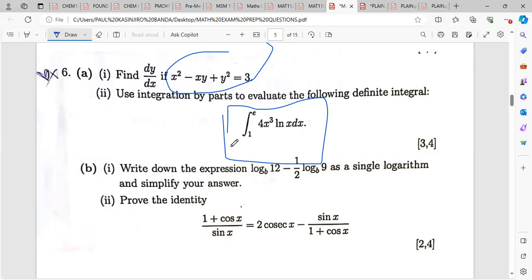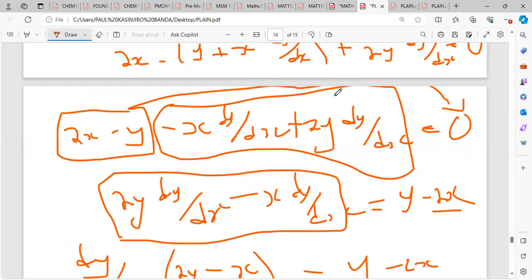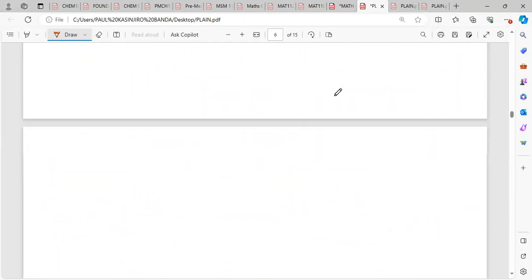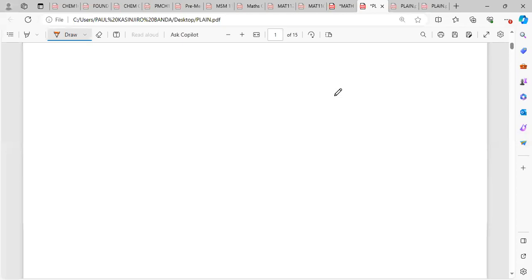Because here we are finding the actual value. We're not just integrating. Integration by parts has a formula.